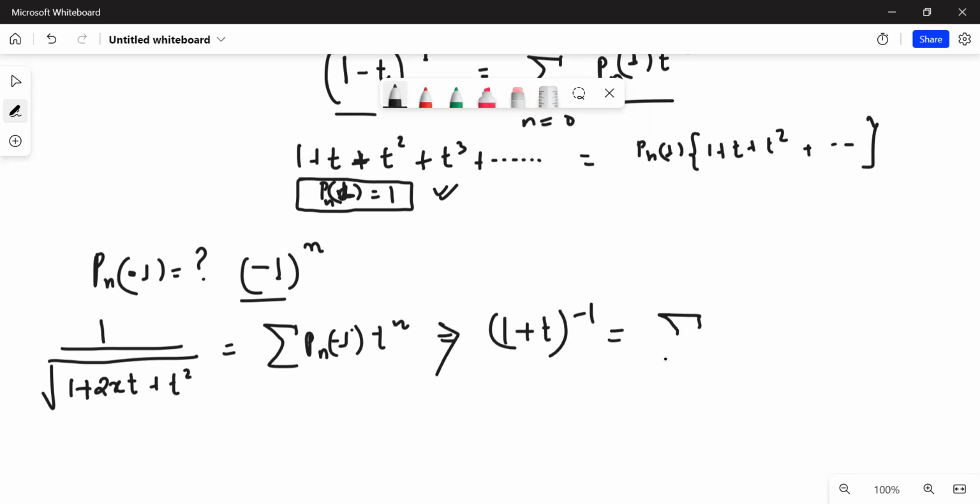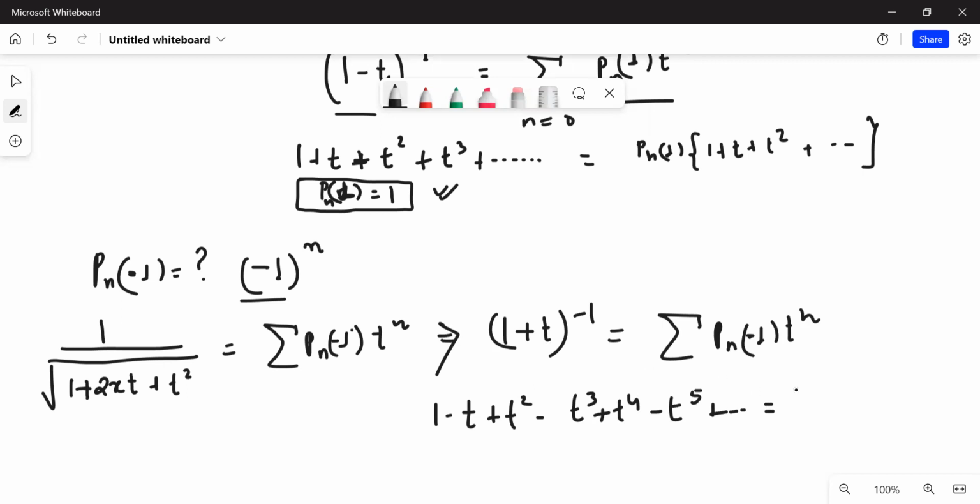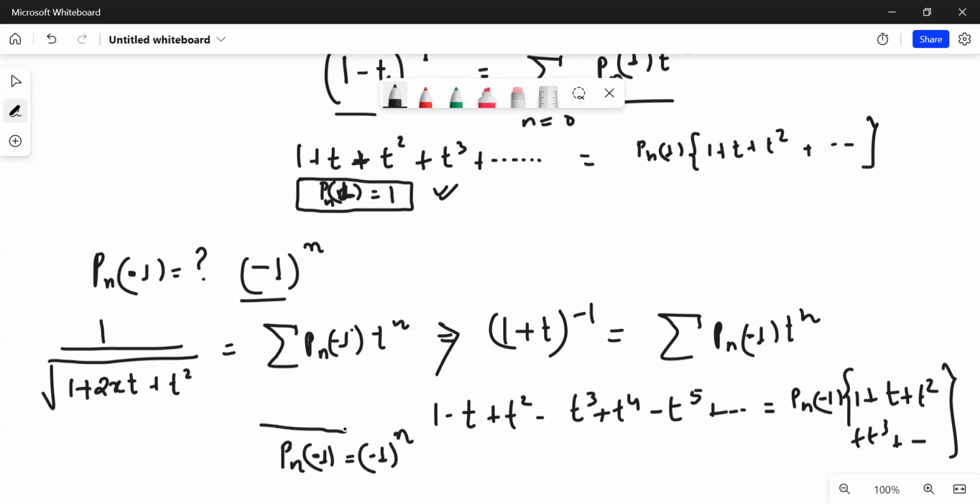If you just expand this term, this is (1 plus t) raised to the power minus 1, and this is the summation of P_n(-1) t raised to the power n. Try to expand on both sides. This will be 1 minus t plus t squared, minus t cubed, plus t raised to the power 4, minus t raised to the power 5, and so on and so forth. And here also you'll find P_n(-1), and on the other side this can be written as 1 plus t squared plus t cubed, and so on. On comparing both sides, you can see that for odd n, P_n(-1) is becoming minus 1, and for even n, P_n(-1) is becoming 1. So I'll write P_n(-1) is nothing but equal to minus 1 raised to the power n, by comparing from the above expression. Is that clear or not clear?